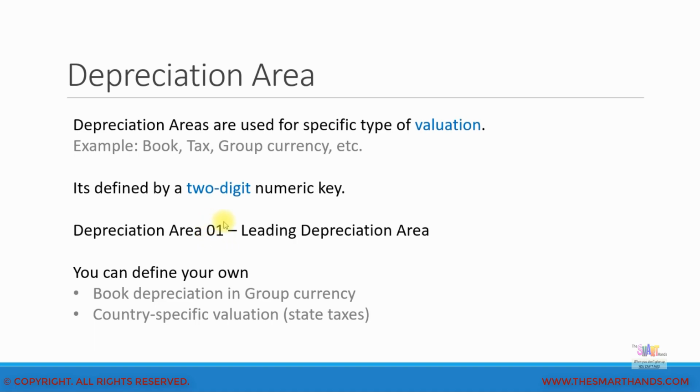And these depreciation areas are denoted by a 2-digit numeric key, like 01 for the leading depreciation area, which is your book depreciation. And you can have, like, 15 for tax depreciation and another number for your group currency depreciation and so on. You can also create your own depreciation areas as well. Generally, this is based on the requirements of your organizational reporting standards. But it's best to stick with at least one, that is 01 for your book depreciation, and most likely if you're a publicly listed company or you need to provide taxation values, you have another depreciation area as well.